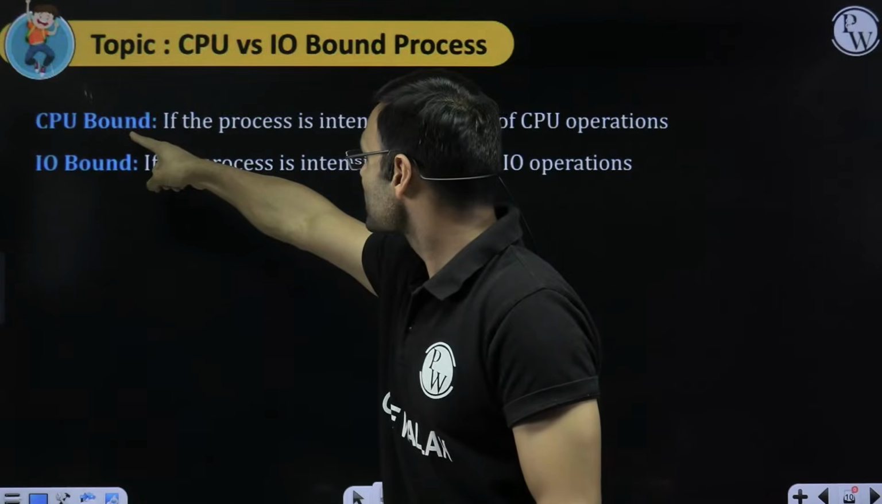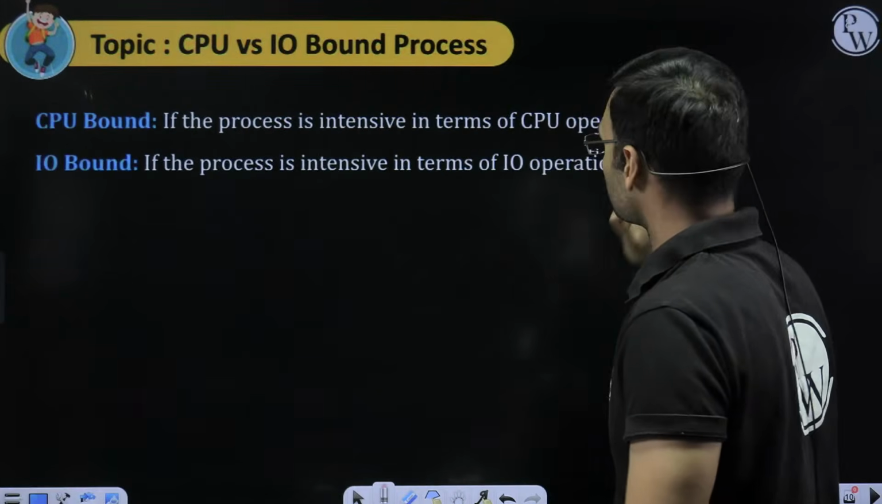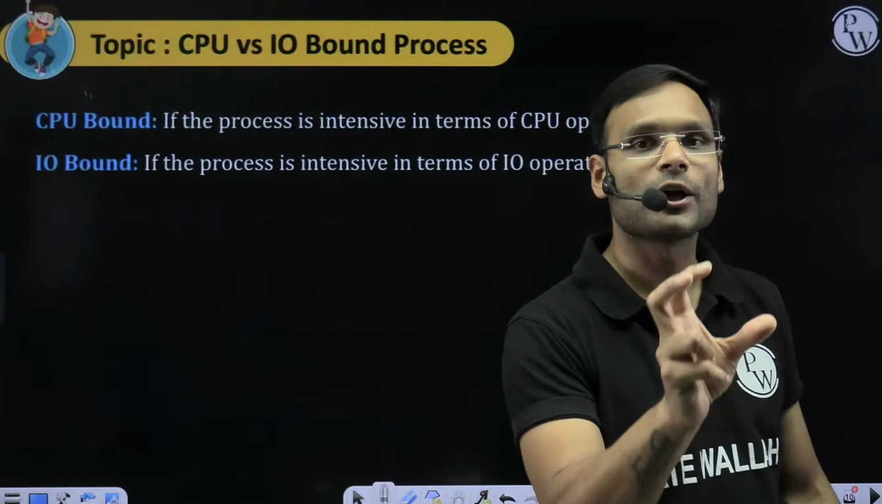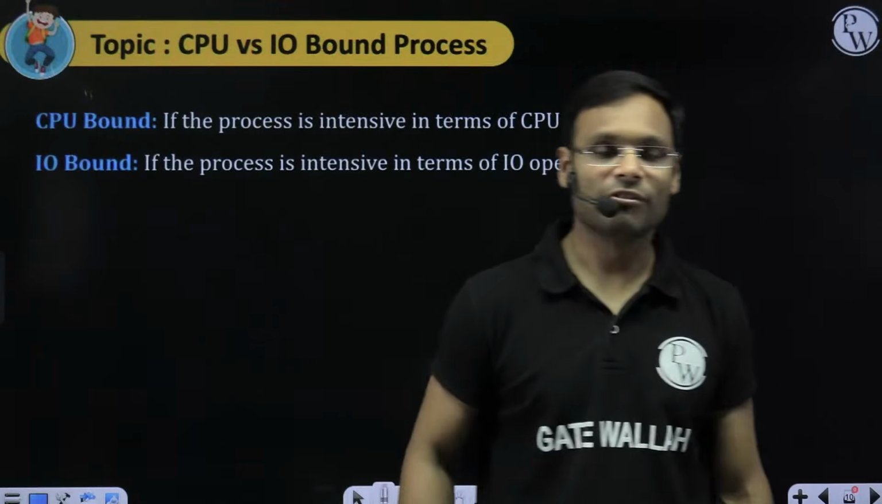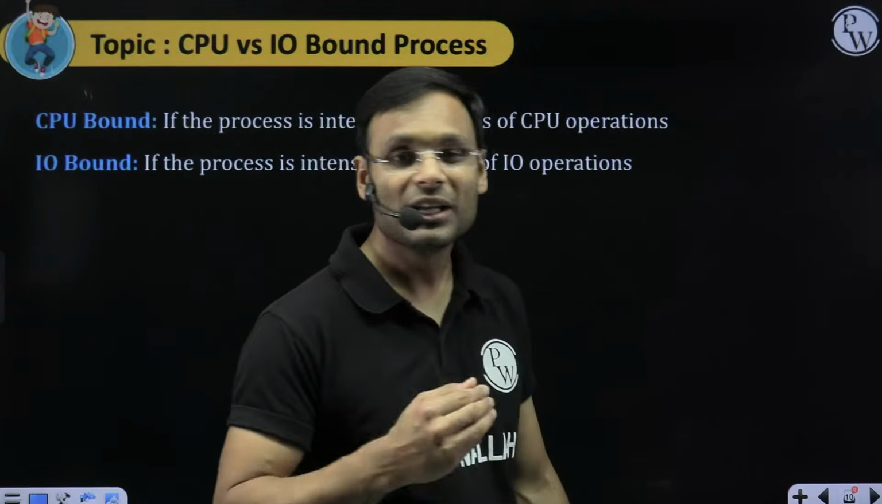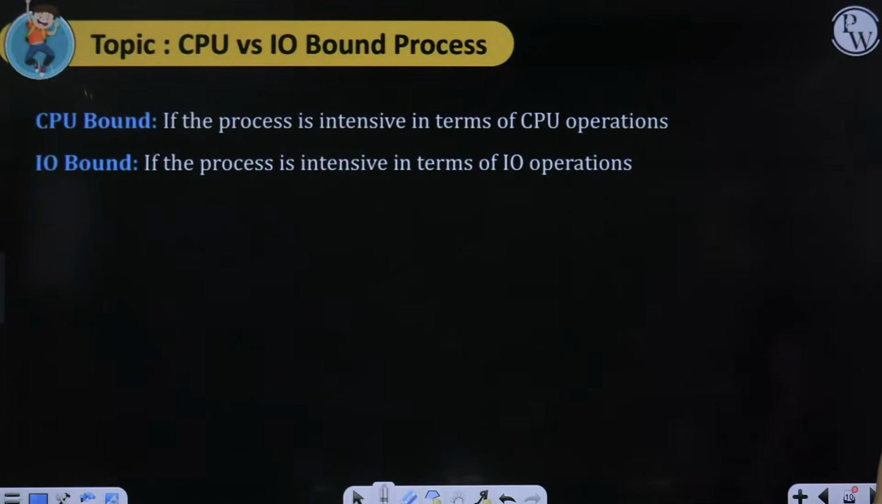CPU bound process: if a process is intensive in terms of CPU operation, it spends more time on CPU and less time on IO operation, it is called CPU bound. IO bound process: when a particular process is spending more time on IO operation and very little time on CPU, then it is called an IO bound process.